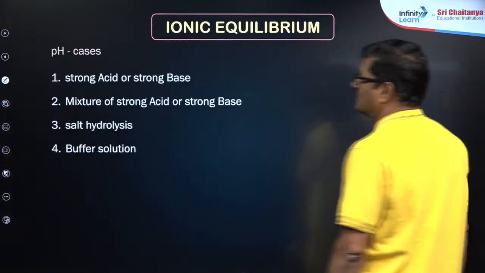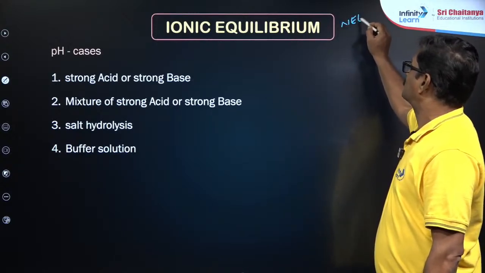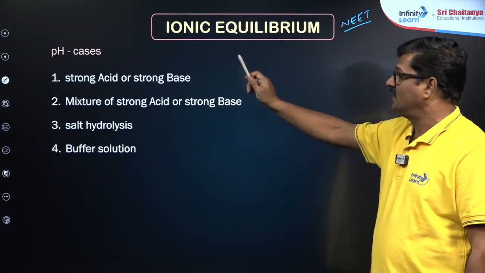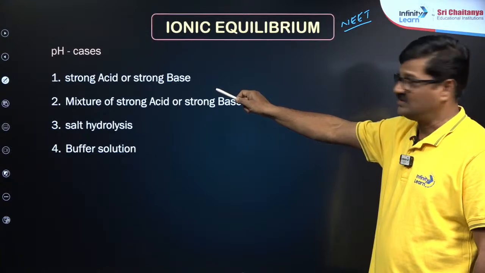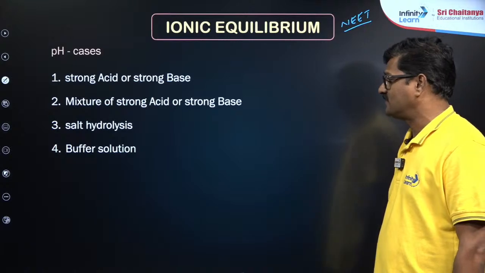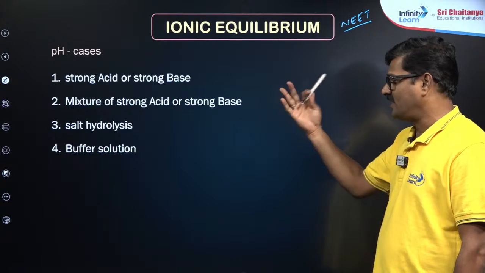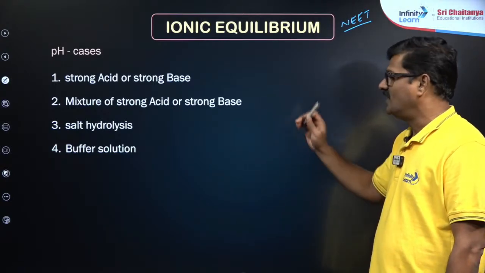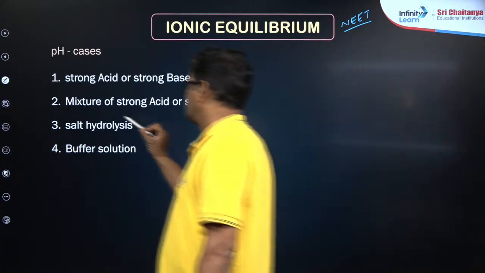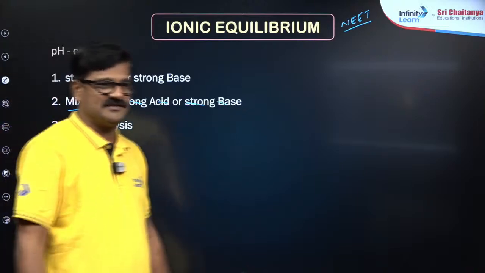And moreover, pH can be calculated for the NEET examination. The scope for calculation of pH is given in these aspects: pH of the strong acid and strong base, mixture of strong acid and strong base, mixture of weak acid and weak base, mixture of weak acids, mixture of weak bases, and salt hydrolysis, and buffer solutions. I just want to say mixtures; I don't want to decide anything here, any kind of mixtures you can say.